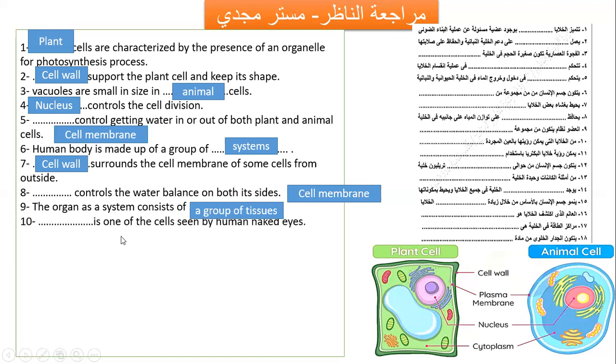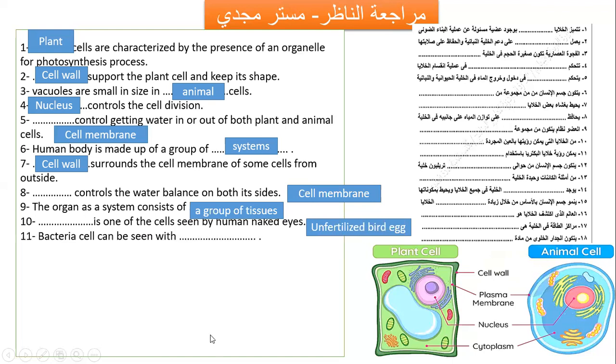So number 10, one of the cells seen by human naked eye. What cell is seen without using a microscope? What is it? Do you remember? Yes, unfertilized bird egg. Unfertilized bird egg is a large cell that doesn't need a microscope to be seen. You can see it with your unaided eye or naked eye.